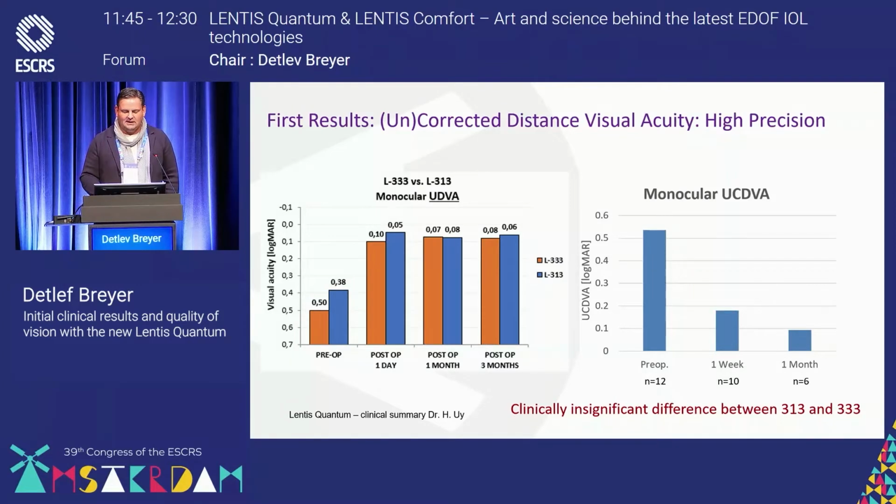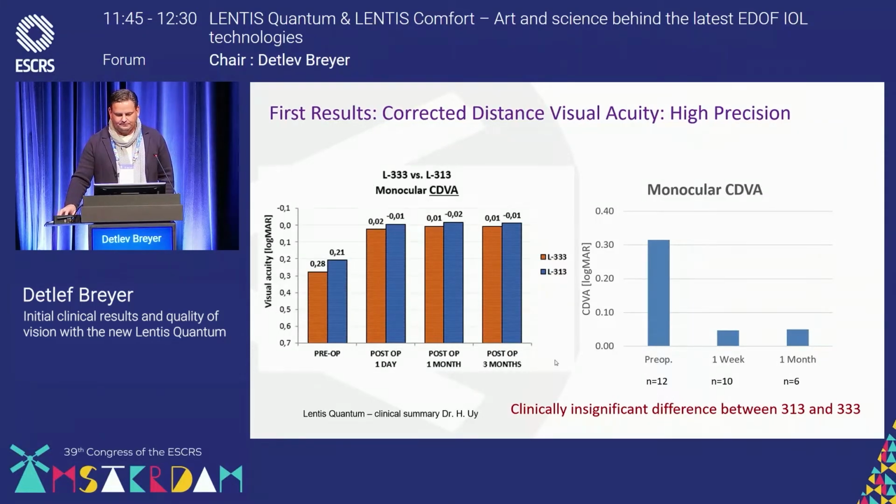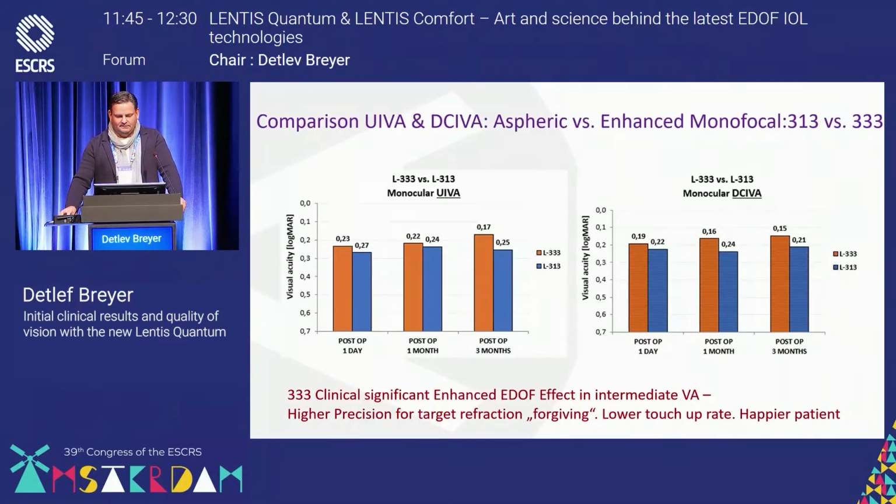If you compare it like we did to the aspherical IOL here with blue columns, there's a clinically insignificant difference between those two. The same accounts for the corrected distance visual acuity. You have a very high precision and no difference between the aspherical design and the Quantum.